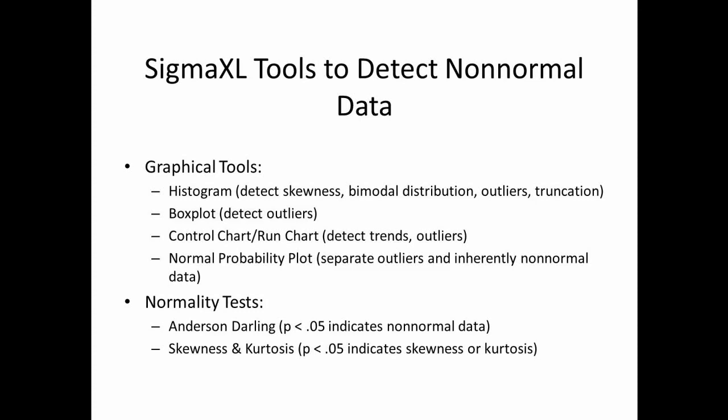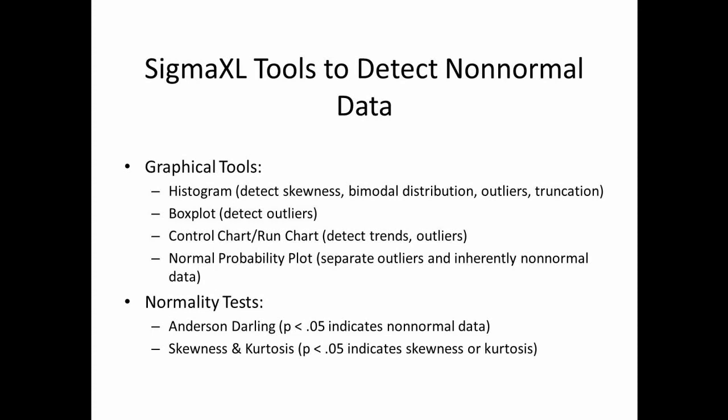Boxplot is useful for detecting outliers. Control chart or a run chart can be used to detect trends and outliers. And then a normal probability plot, which is really, I think, the key tool here, helping you to separate outliers and inherently non-normal data. All right, so we'll look at some examples of that in just a bit.